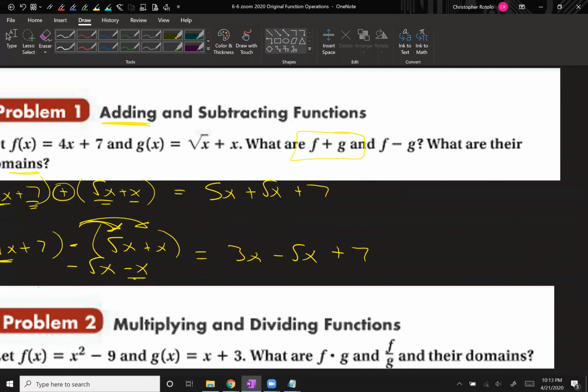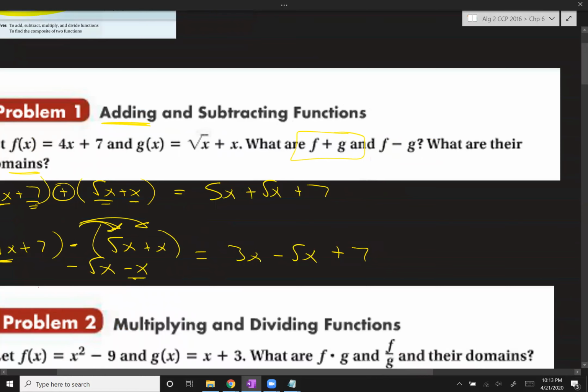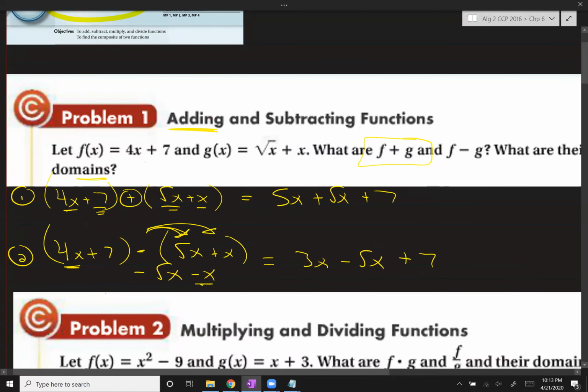Okay, the remaining question is about domains. So this is where things get a little bit trickier. But all we have to do is realize that the very first function f of x is a line, so its domain is all real numbers. In the second function, we have a square root of x, which means we cannot take the square root of a negative. So that means the domain is x has to be greater than or equal to 0. Since both the results still have a square root of x, that makes the domain of both of these x is greater than or equal to 0.